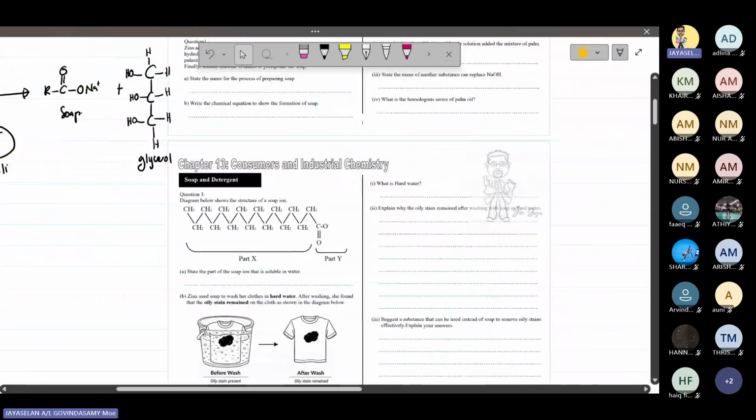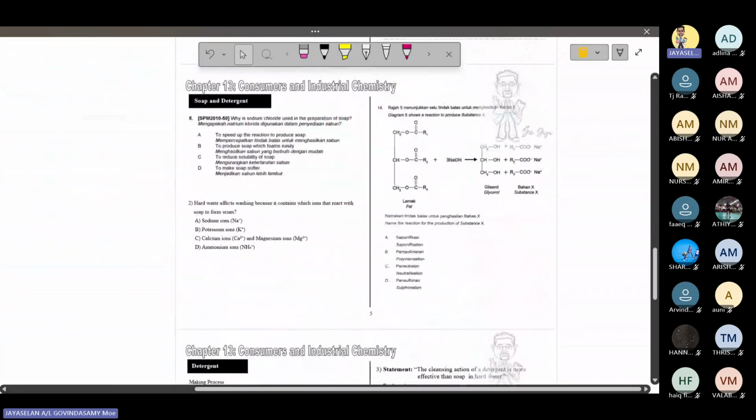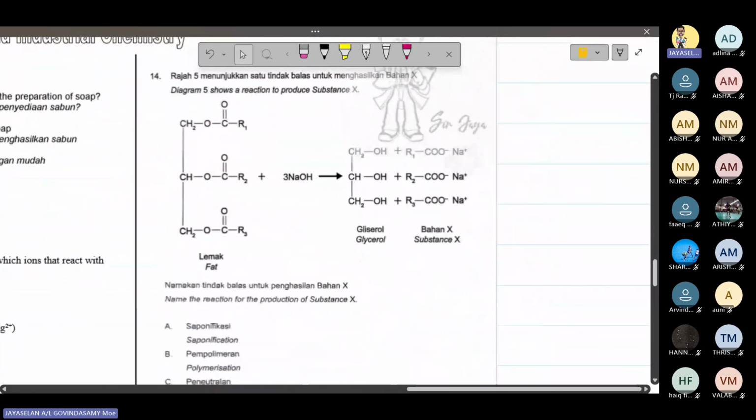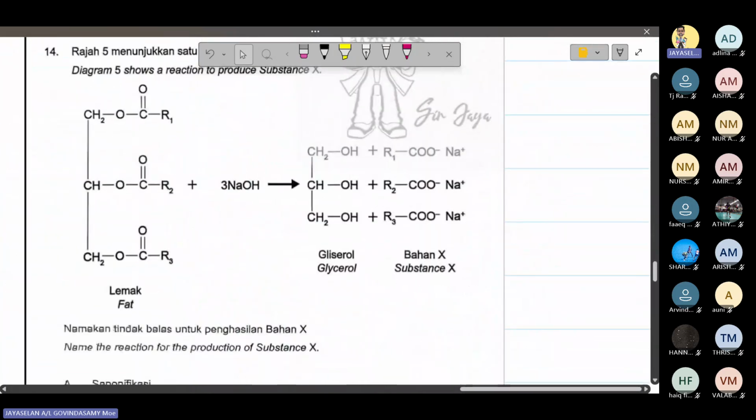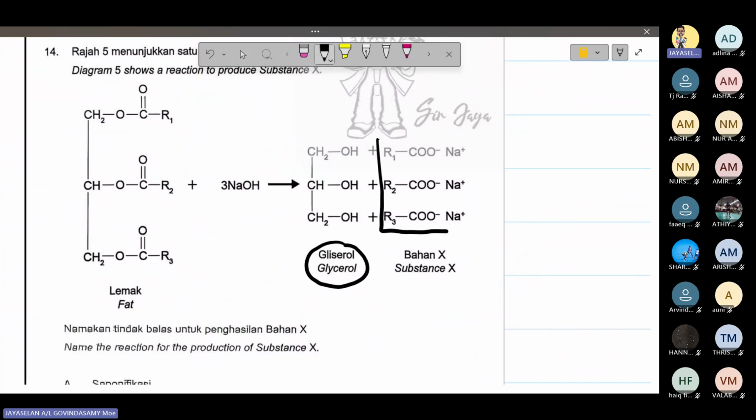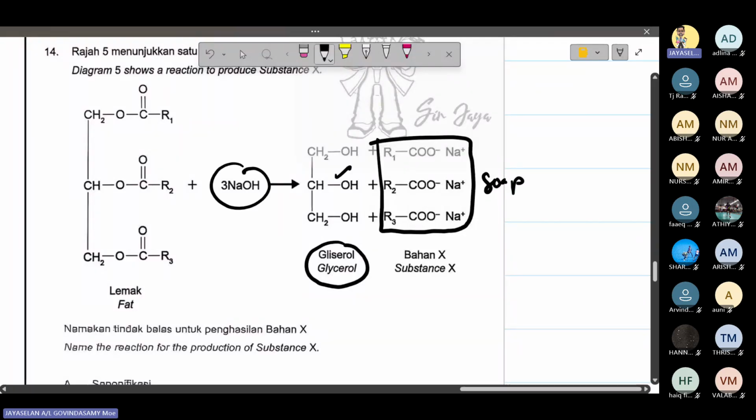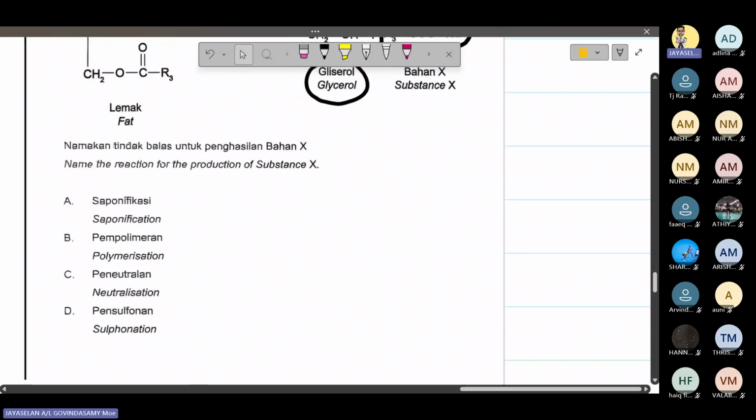Okay, look at this question. You all no need to memorize, just see the structure. When they put glycerol, here got RCOONa. So this is soap. This is glycerol, sodium hydroxide. What is the name of the process? In the exam, they will ask, what is the name of the process? You guys choose saponification. That's all your job.